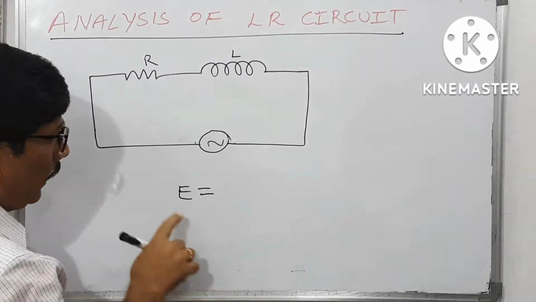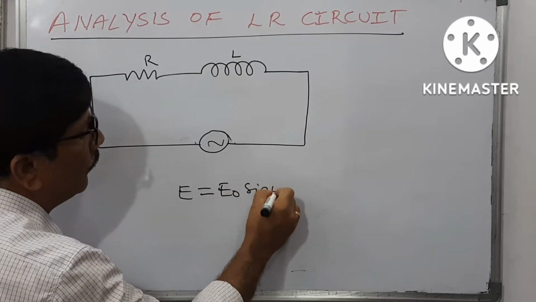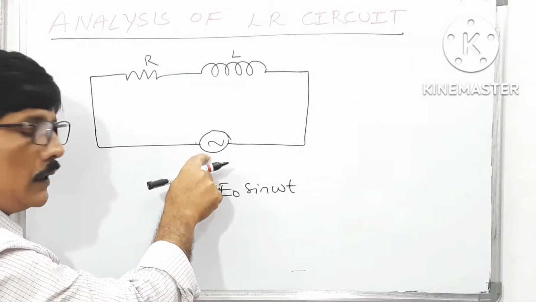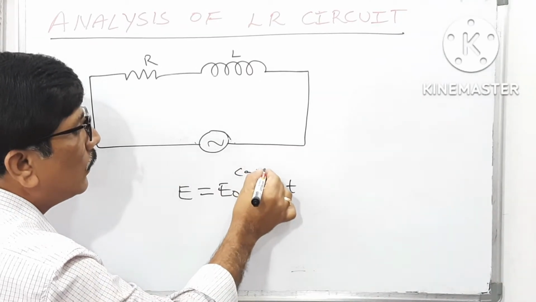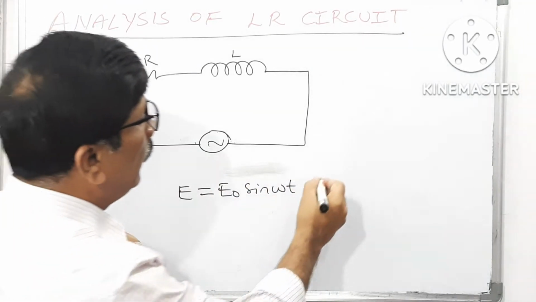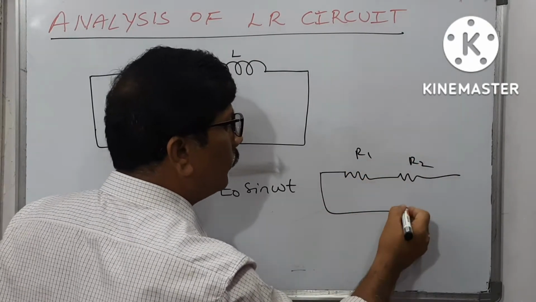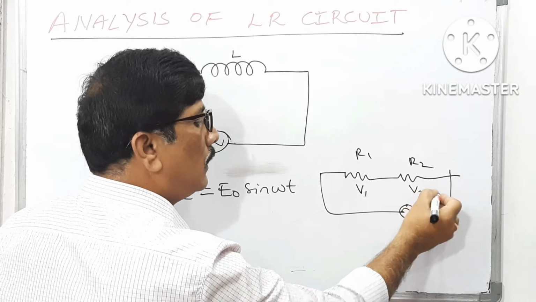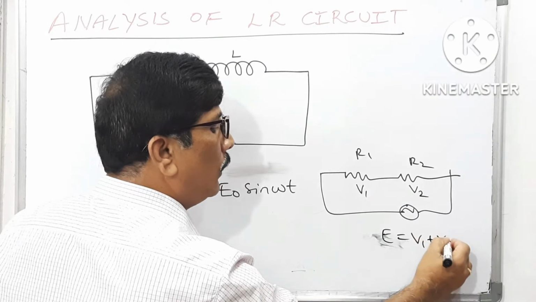Now when the alternating current passes through this circuit, at a particular instant of time, you know already the alternating EMF, the instantaneous EMF, is nothing but E is equal to E0 sin omega t. This is the cause of the circuit. Current is the effect. Now, you know already when two resistors are connected in the circuit, assume that this is R1 and R2, the voltage across the first resistor and the voltage across the second resistor add up. Electromotive force is equal to V1 plus V2.